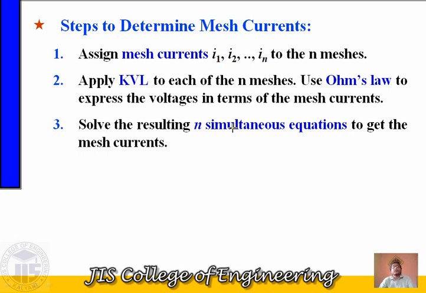First of all, you have to find out how many loops or how many meshes there are. Basically we are considering mesh analysis. So first of all we have to consider how many meshes there are. How many meshes means how many individual loops there are, within which no more individual loops exist. So first we have to find out the number of meshes, and then you have to put a current for each and every mesh.